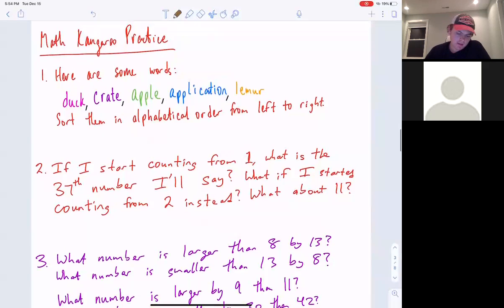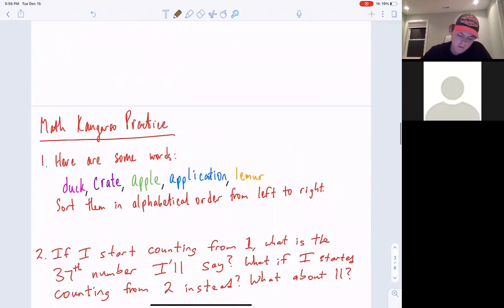This first question says, here are some words: duck, crate, apple, application, and lemur, and we want to sort them in alphabetical order from left to right. Okay, well, if you know what alphabetical order is, then you should pause the video and try to sort them on your own. Otherwise, I'll tell you what it is.